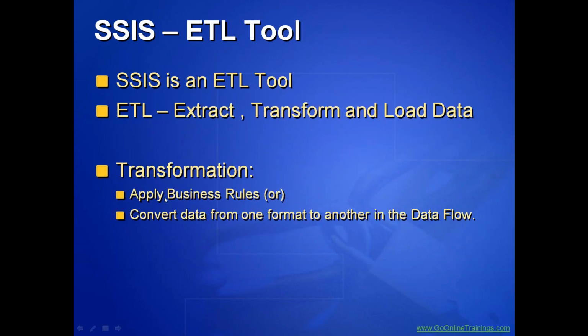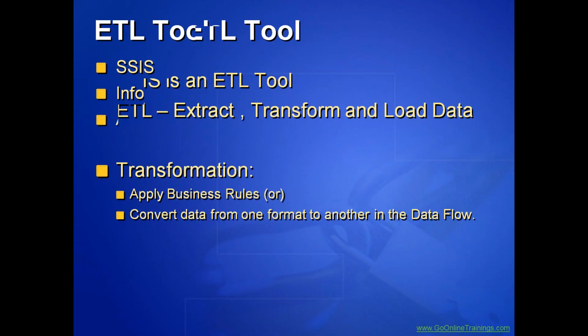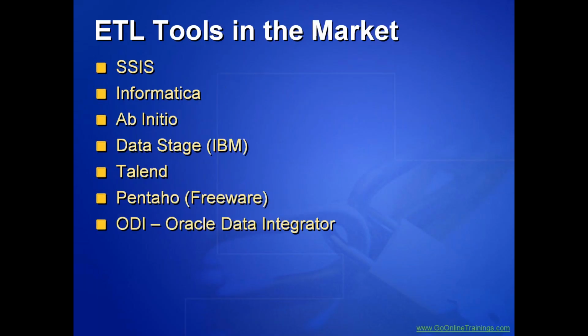So there are two definitions of transformation: apply some business rules, or convert data from one format to another. Whatever you think of, you can tell them. Now, what are the other tools in the market? Microsoft is giving you SSIS. We have Informatica, Ab Initio, DataStage from IBM, Talend, Pentaho, ODI. A lot of other tools are available in the market.